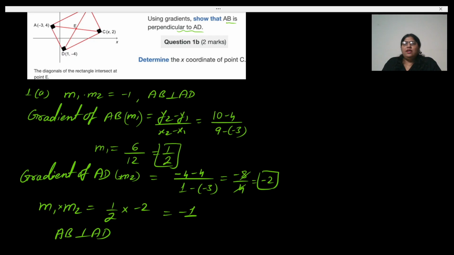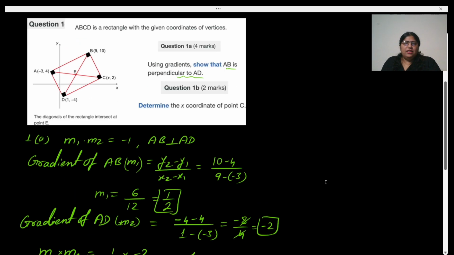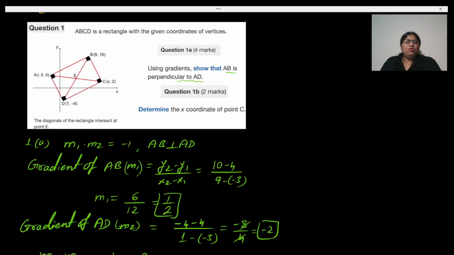So you are using the gradient property here, because you know that parallel line gradients are equal and perpendicular line gradients are negative reciprocals of each other. Now the second part, so this is your 4 marker question. It says find the x coordinate of point C. Now here if you see point C, the x coordinate is missing.